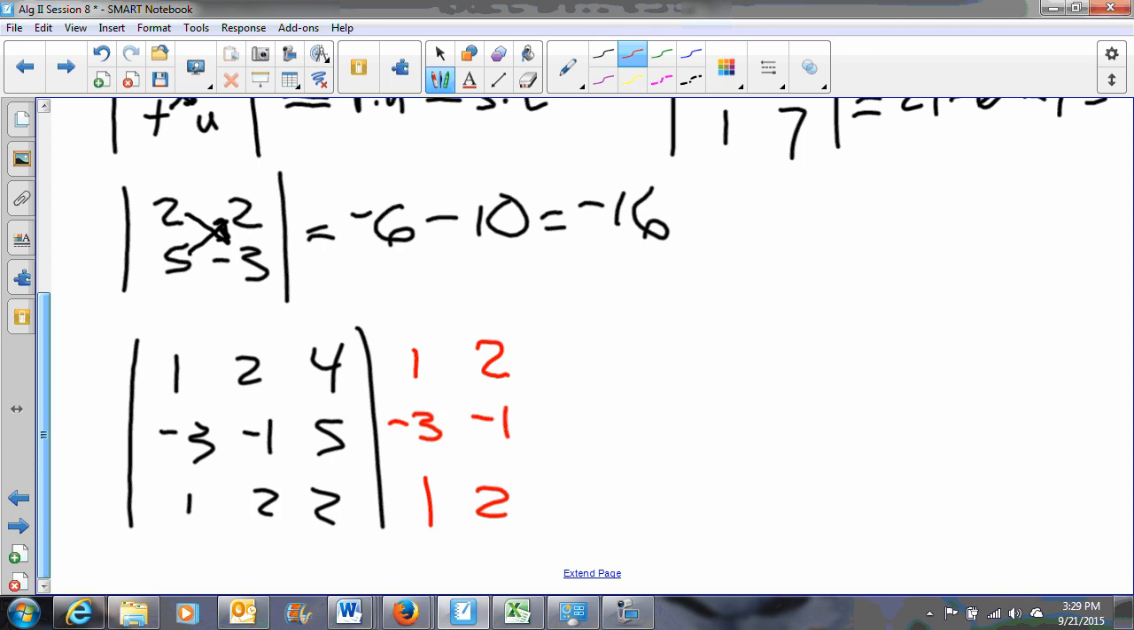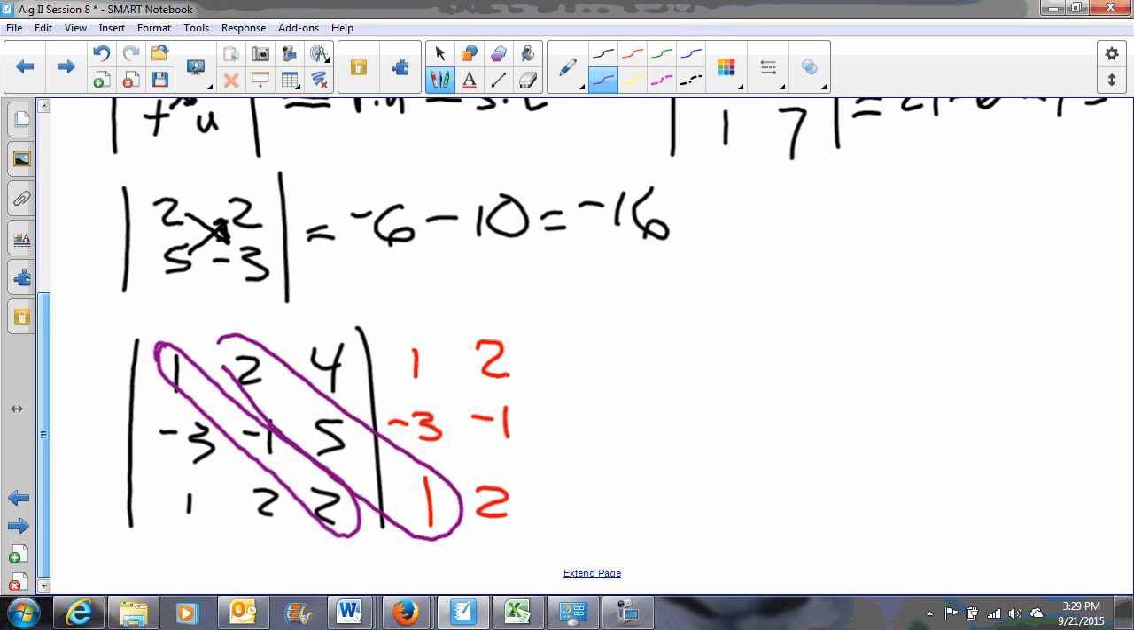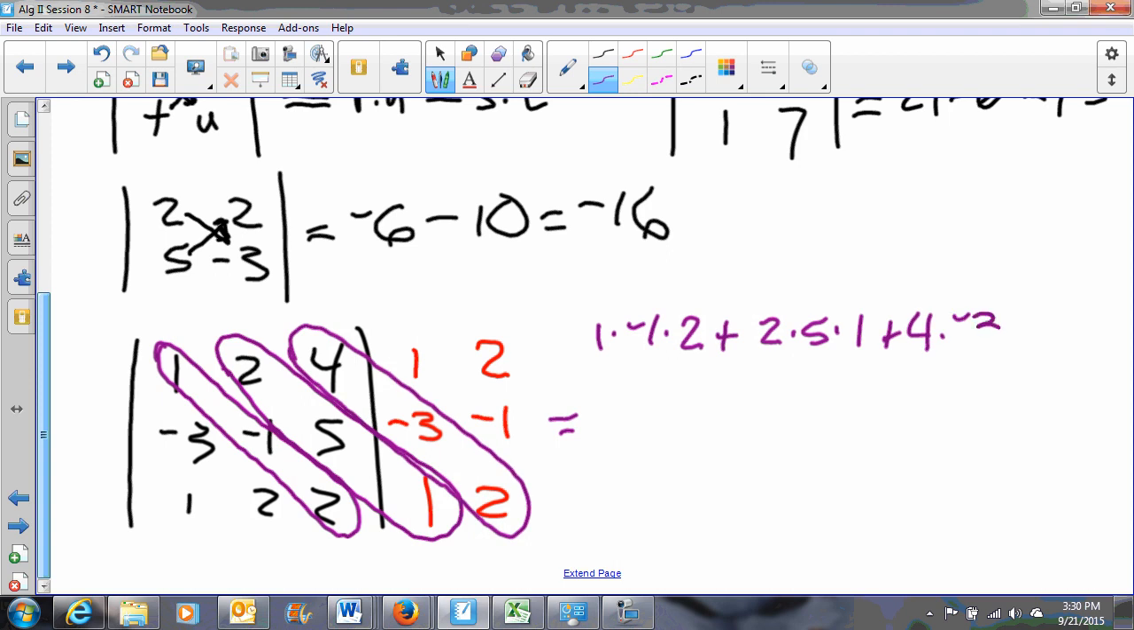Now, to evaluate this determinant, we take the three down diagonals and the products of the three down diagonals, and we multiply them each and then add those three together. And from that, we subtract the product of the three up diagonals. So first of all, the down diagonals: 1 times negative 1 times 2 plus 2 times 5 times 1 plus 4 times negative 3 times 2. Now from that we subtract the product of the up diagonals.